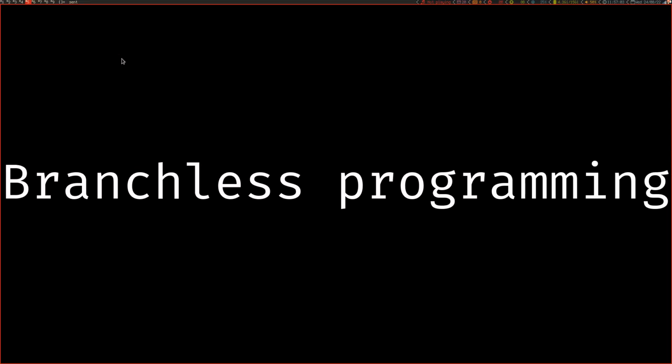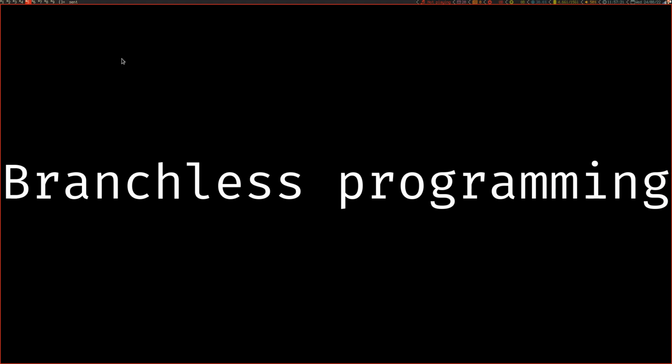Today we're going to talk about branchless programming. Branchless programming is a technique of programming which attempts to take pieces of code that are particularly hot in the execution of a program and remove, or at least minimize, the number of conditional branching instructions that are contained within this specific piece of code.